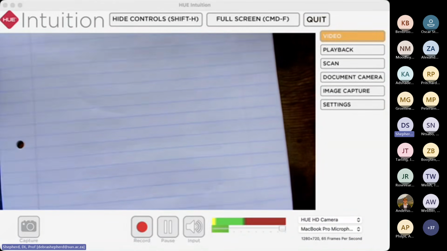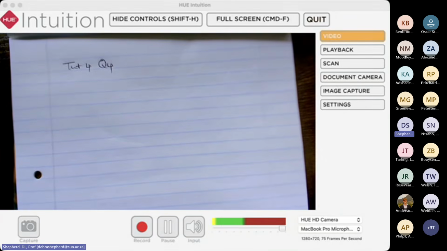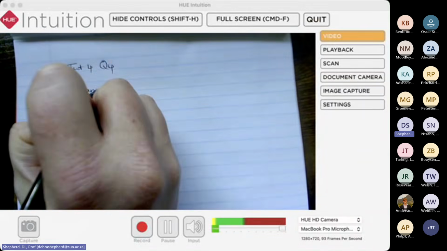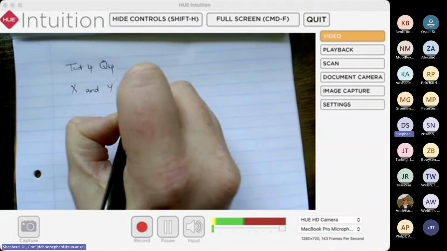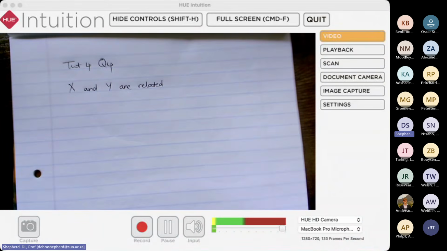So for tutorial 4, question 4, we get told that the demand for product X is linearly determined by the price of a related product Y. In other words, X and Y are related in some way. Either they are substitutes for each other or they are complements for each other.